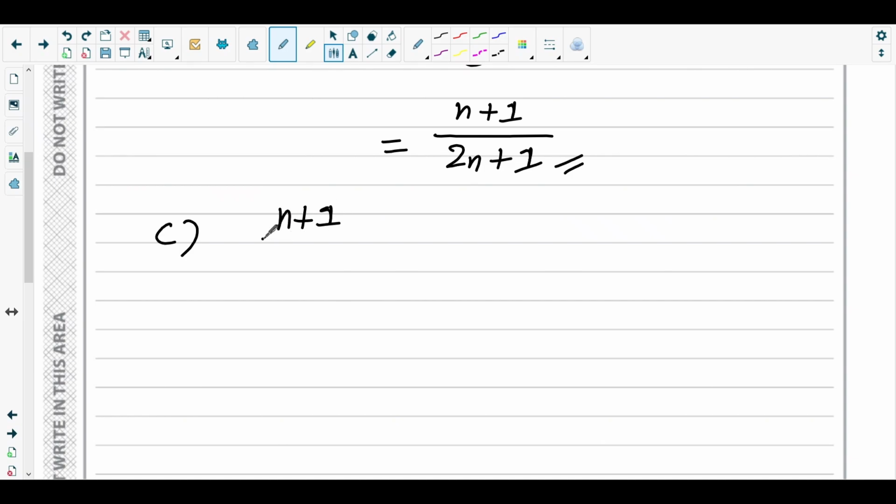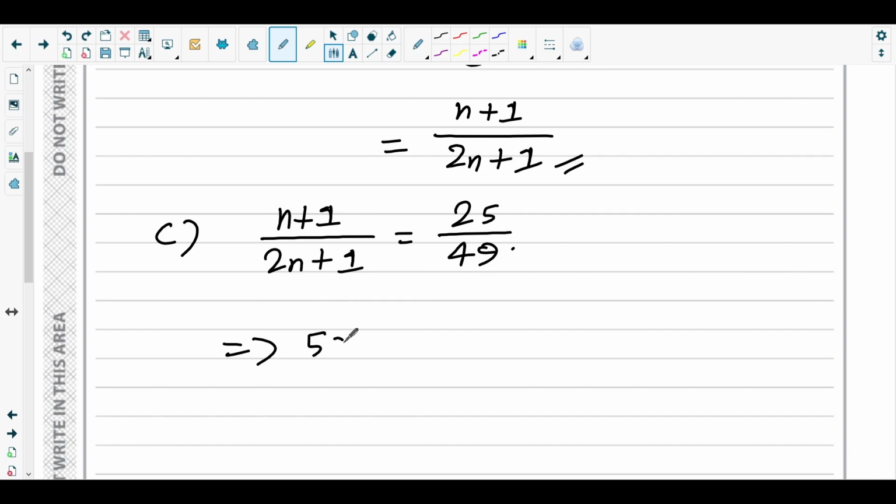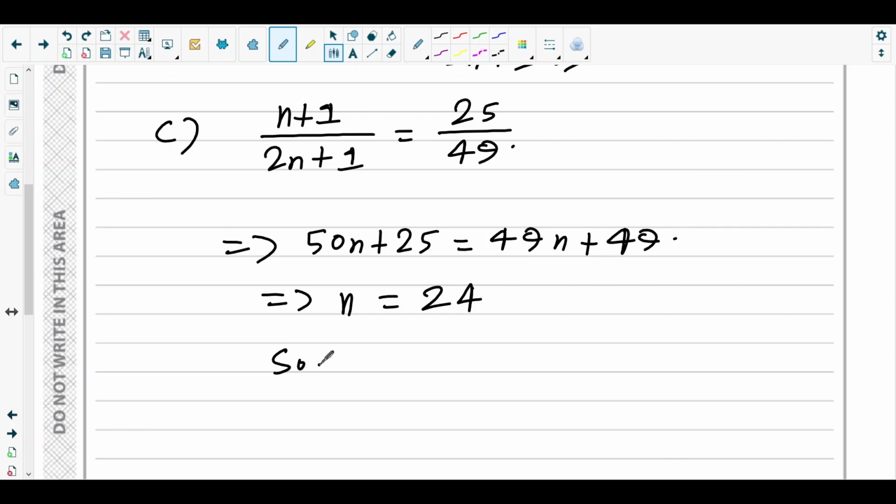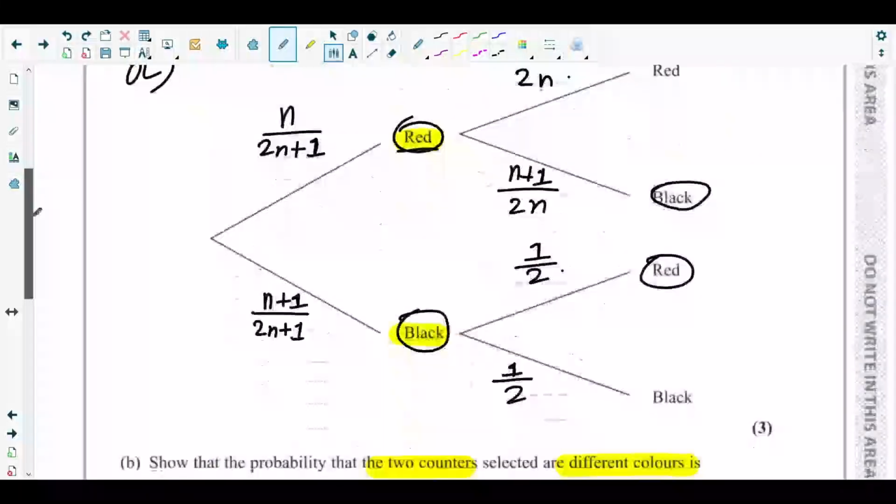So n plus 1 over twice of n plus 1 equals 25 over 49. Just cross multiply. What you will get? 50n plus 25 equals 49n plus 49. So 50n minus 49n gives you n, and 49 minus 25 is basically 24. Exactly. N is 24. So the total number of counters is, so total, how many counters? 24 counters exactly. And that's the answer for part C.